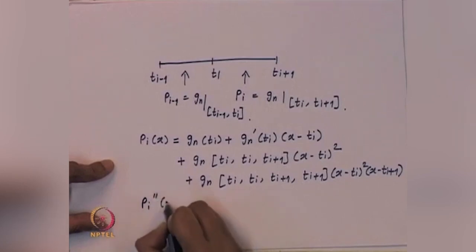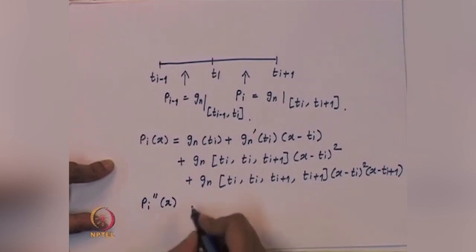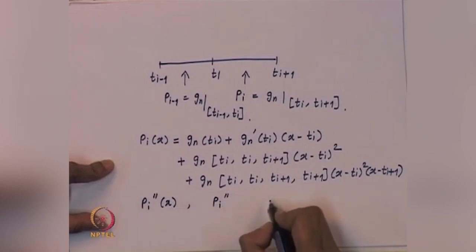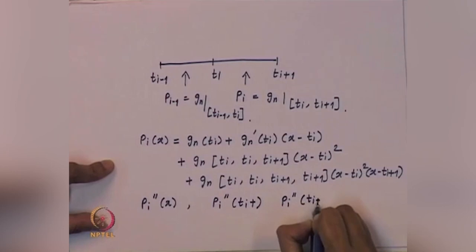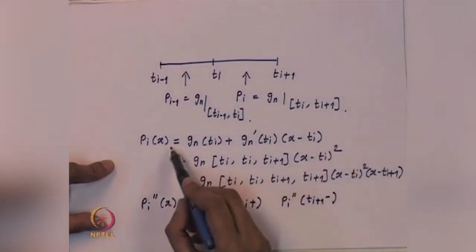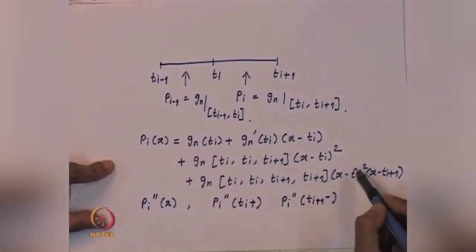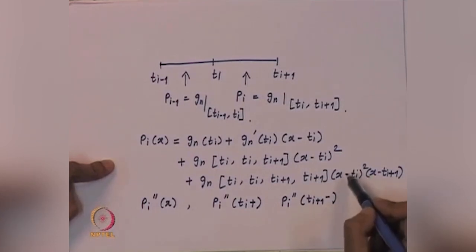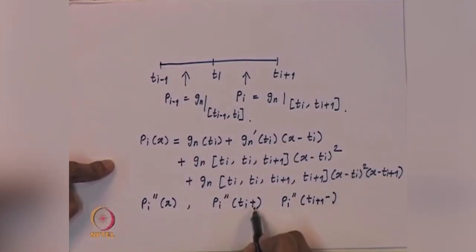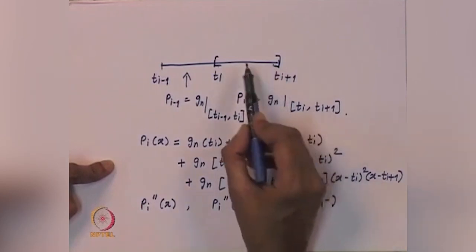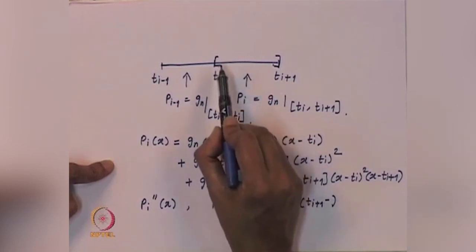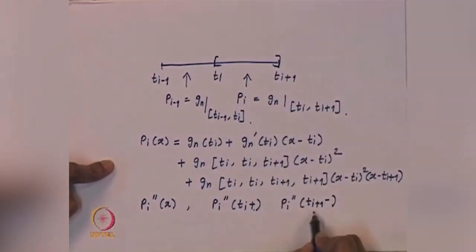Now, you look at the second derivative. So, we can calculate p_i''(x). You calculate the second derivative and then you look at p_i'' at t_i plus and p_i'' at t_{i+1} minus. We have got a formula for p_i(x). Take its second derivative. The second derivative will be in terms of again g_n(t_i) and g_n'(t_i). I have written p_i'' at t_i plus, because our p_i is defined on the interval t_i to t_{i+1}. So, the second derivative at t_i is going to be the right handed derivative, and at t_{i+1} it is going to be left handed derivative. So, we calculate these values.